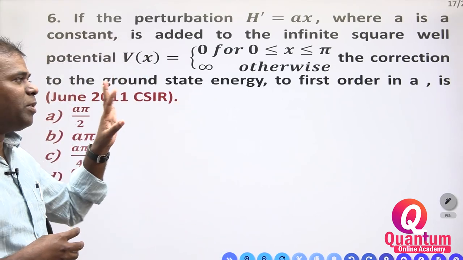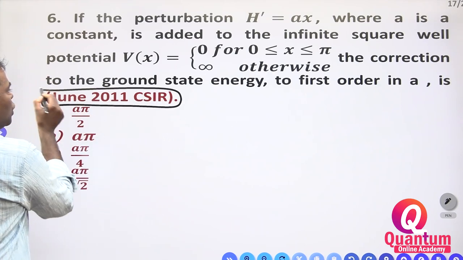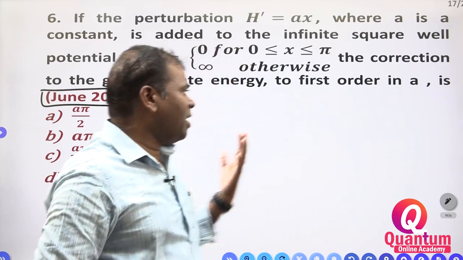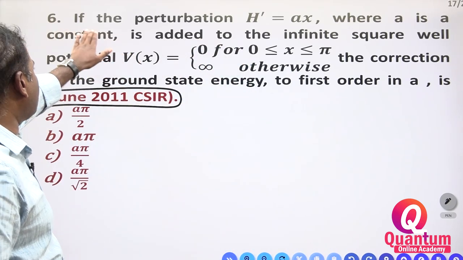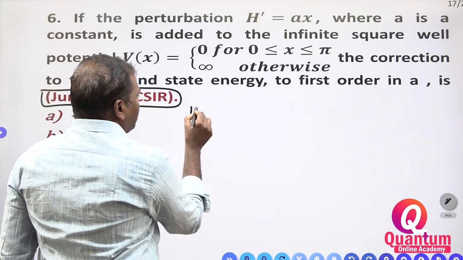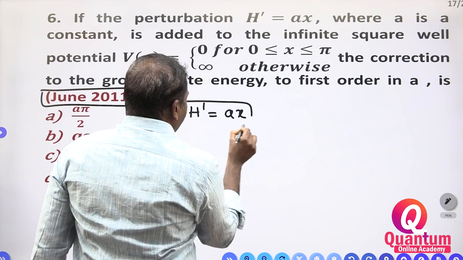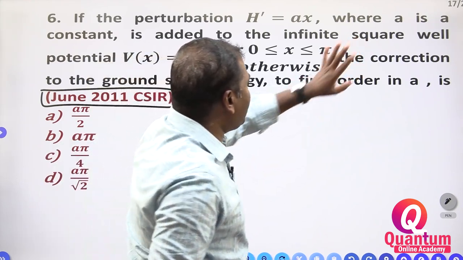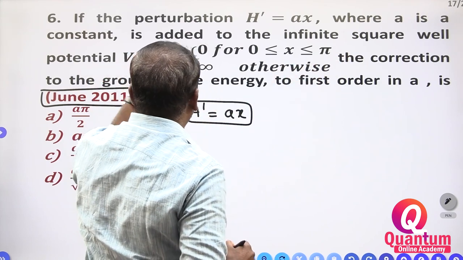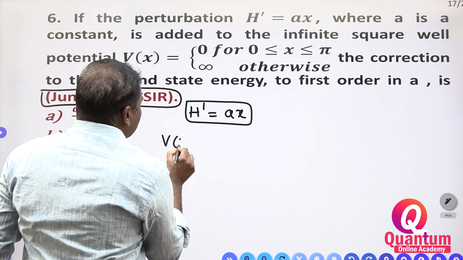I took the question from perturbation theory for your introduction. They asked it in the June 2011 CSIR examination. If you look at the question, the first order perturbation H' is equal to A times x, where A is a constant, added to the infinite square well potential. What is the potential? That potential is the infinite square well.